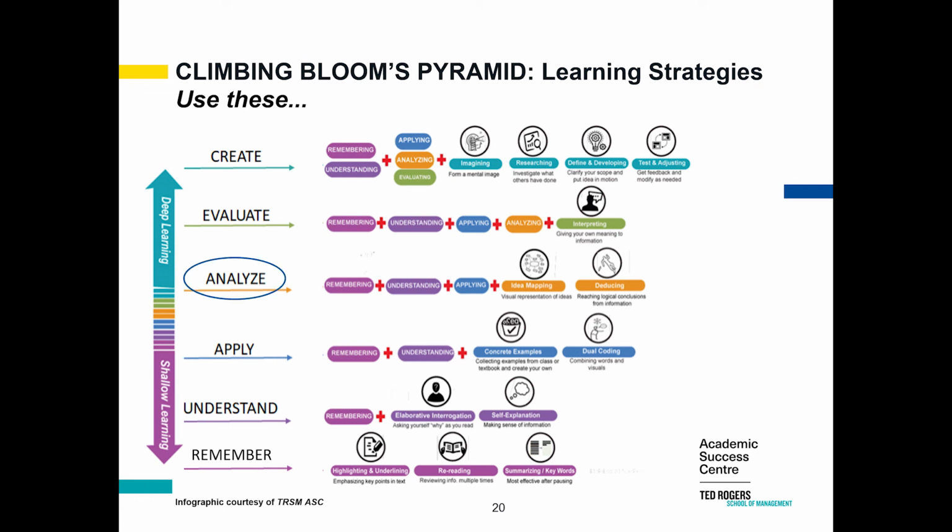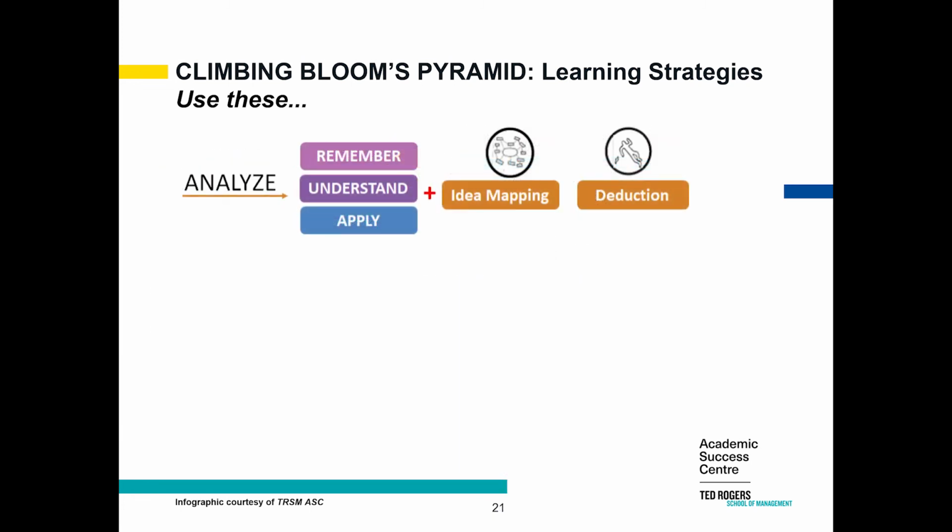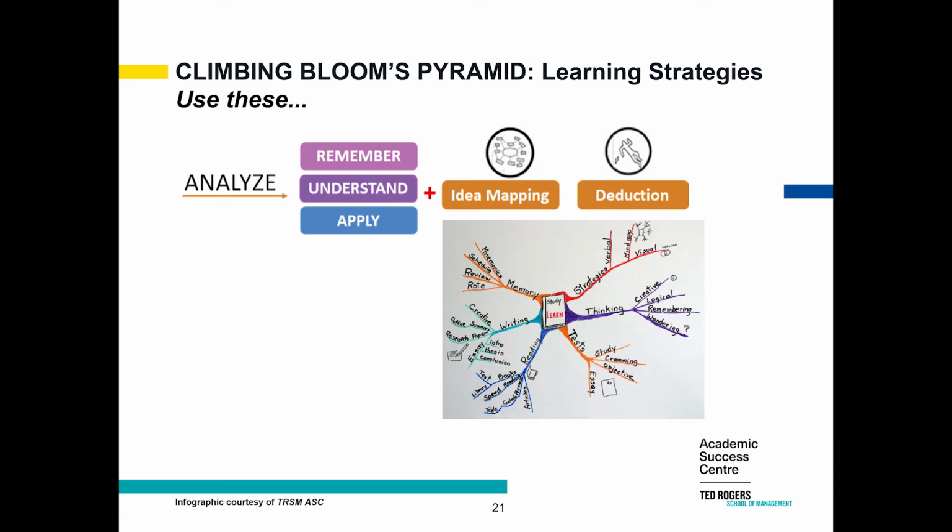The fourth level pertains to analysis. To analyze, you're again using the previous stage's learning strategies with the addition of 2 more. The first is idea mapping, which involves the creation of a visual representation of the material or ideas and drawing connections between them. Idea maps, or mind maps as they're sometimes called, can be made memorable further by adding images and colors. For detailed information on idea maps, check out our coaching circle video on note-taking and mind mapping. The second learning strategy under analysis is about reaching logical conclusions about the information you're analyzing through deduction.